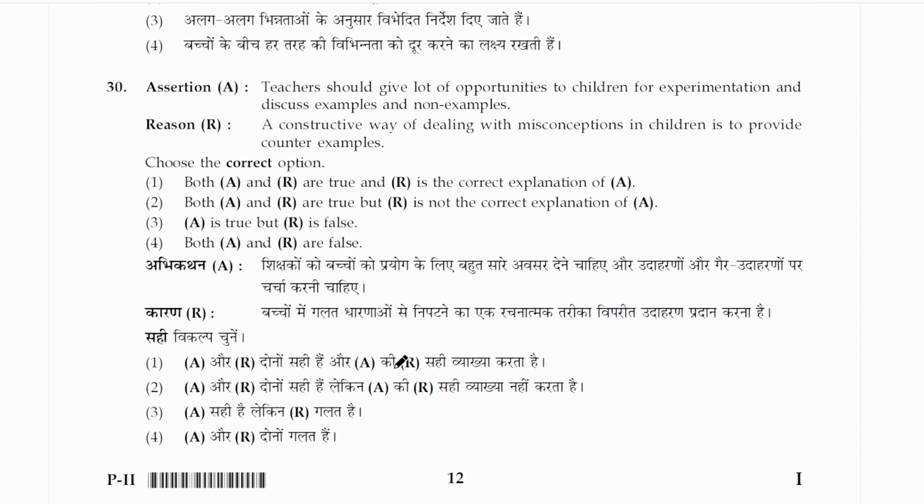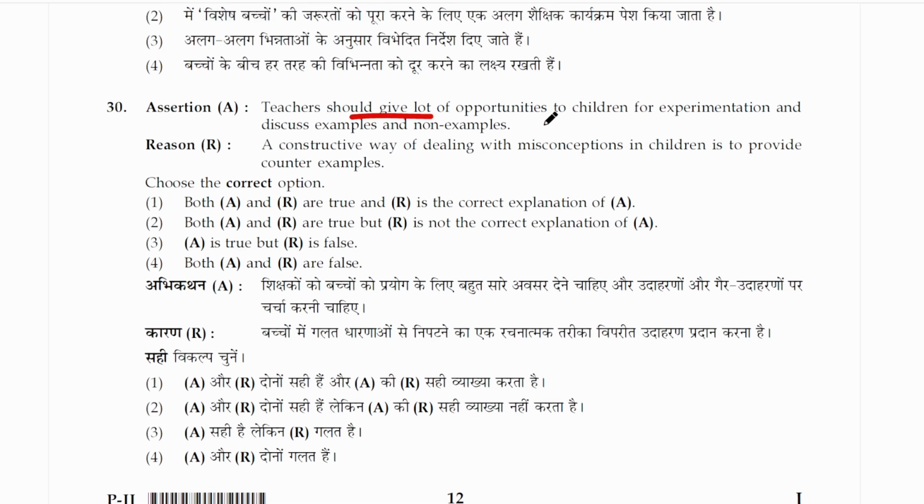And the final AR question, teachers should give a lot of opportunities to children for experimentation and discuss examples and non-examples. Yes, so both examples and non-examples have to be discussed. So A is true. A constructive way of dealing with misconceptions is to provide counter examples. So this is correct. Counter examples or non-examples is a good way to teach, and this also explains what A is saying. So both A and R are true and R is the correct explanation of A.